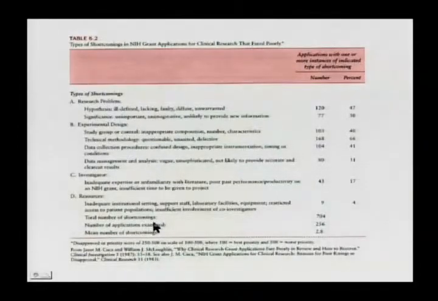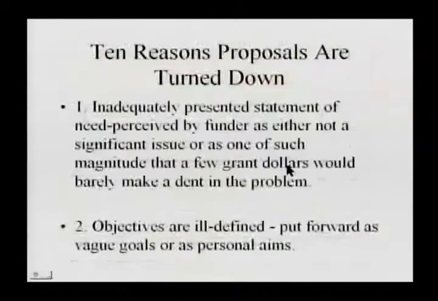Total number of shortcomings was 704 out of this group. The number of applications examined, 256. So the mean number of shortcomings was roughly 3 per application. So it doesn't take many, and sometimes even only one shortcoming to lower enthusiasm sufficiently for the reviewer to reject the proposal. Let's continue with this.